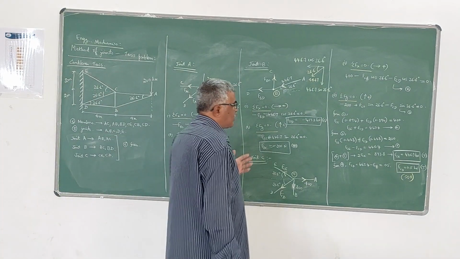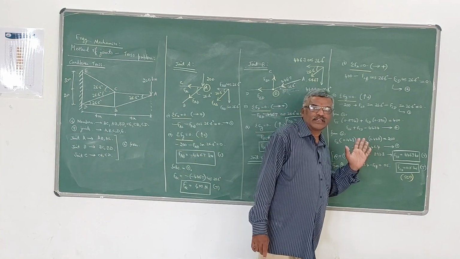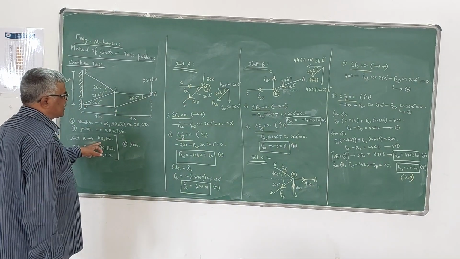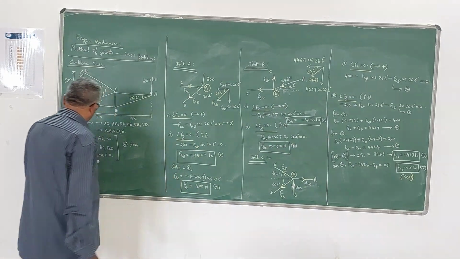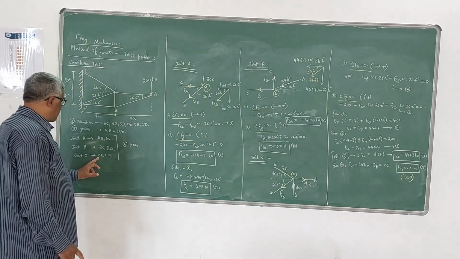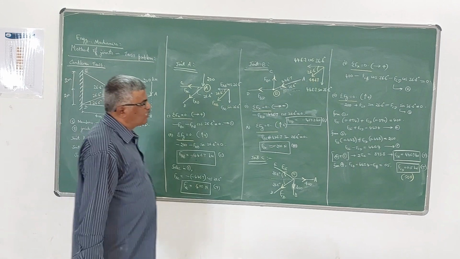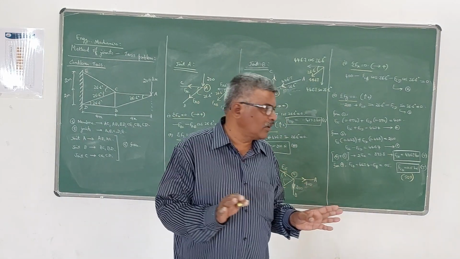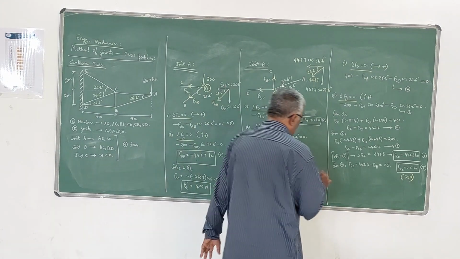So finally we got the forces in all the 6 members. By considering joint A, we got the forces in AB and AC. By considering joint B, we got the forces in BD and BC. By considering joint C, we got the forces in CE and CD. Finally, you can put all this in the form of a tabular column.